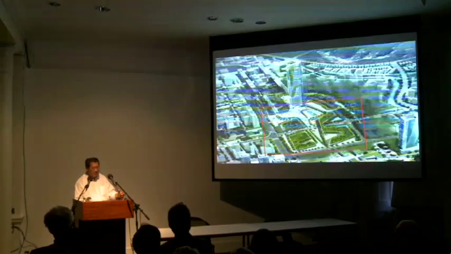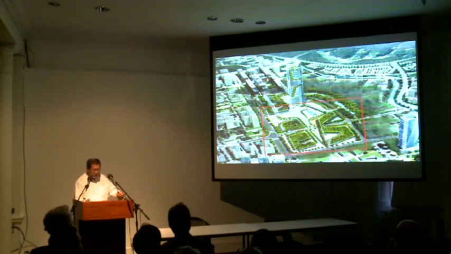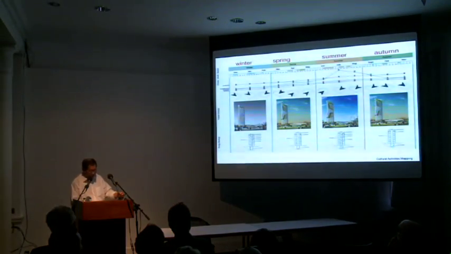How about a cold climate? So we fast forward a few decades. This is a scheme that we designed in Korea, in a district called Gyeonggi, which is about 20 minutes from Seoul. And in the cold climate, you have two extreme seasons. You have a very hot summer and a very cold winter, and two very nice mid-seasons, which is spring and autumn.